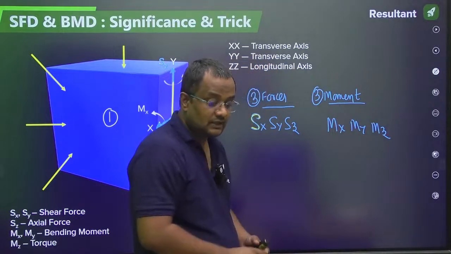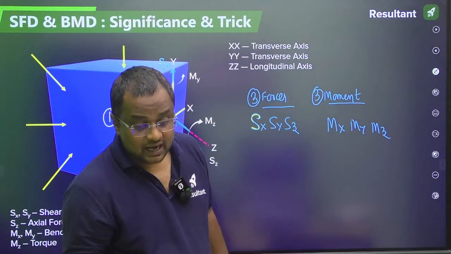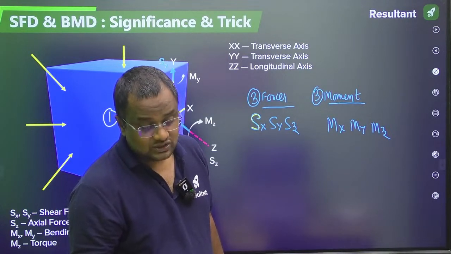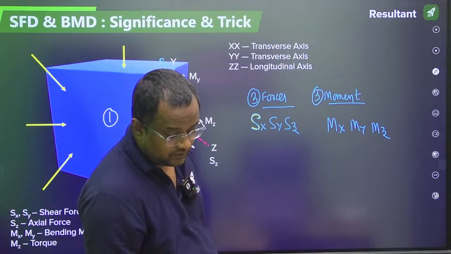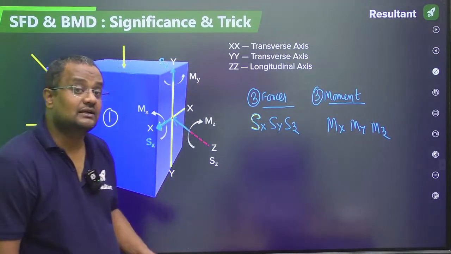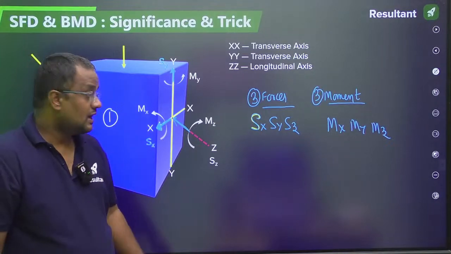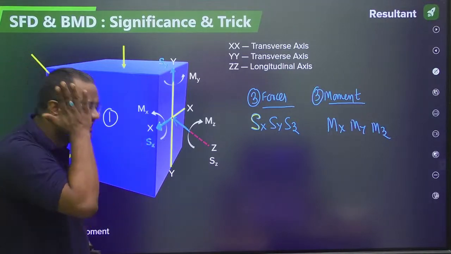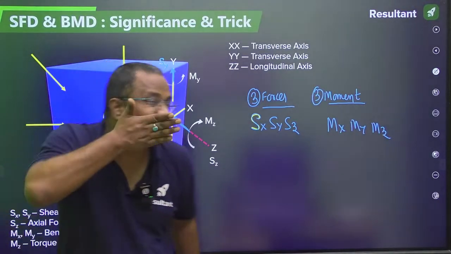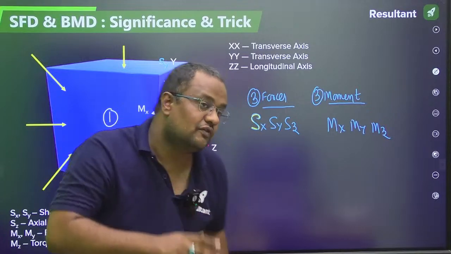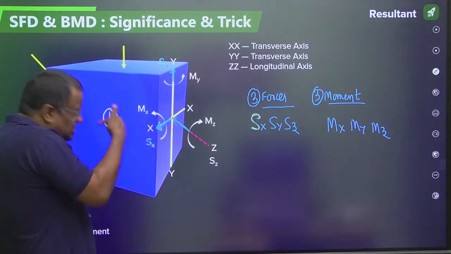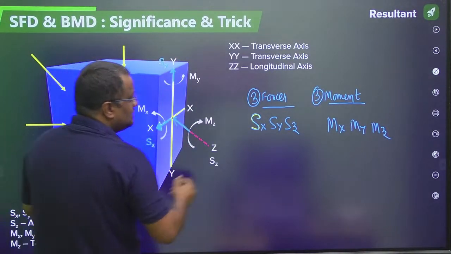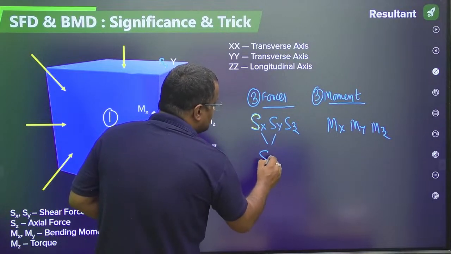Now, if you closely look, out of Sx, Sy and Sz, which are the shear forces? Shear is tangential. This is a shear force on my cheek, a tangential force. Sx is tangential on this plane, and Sy is tangential on this plane. So these are the shear forces.